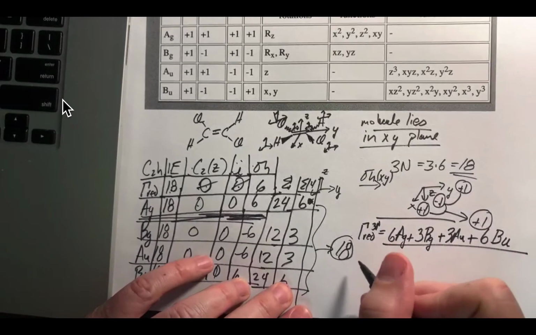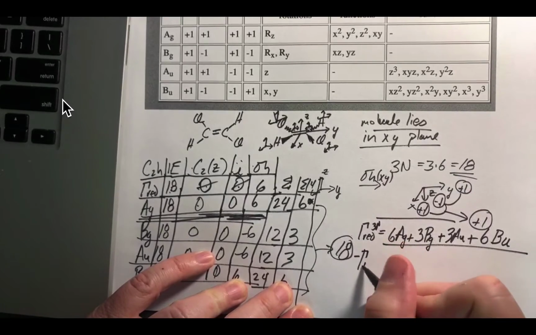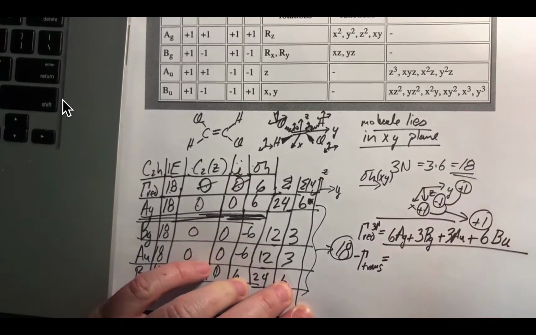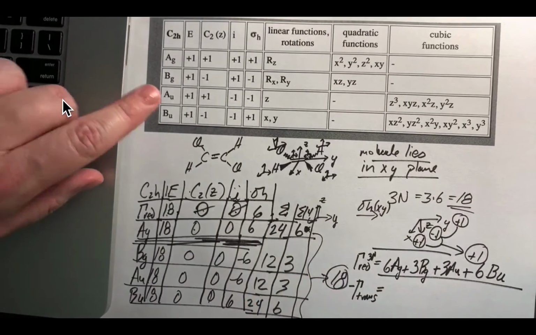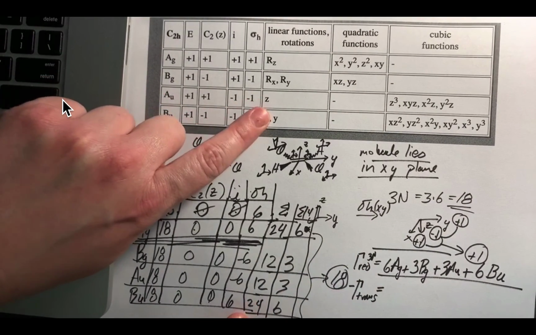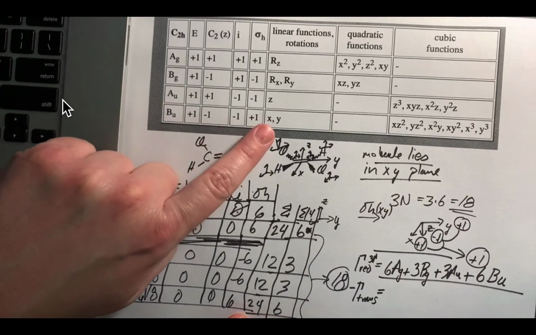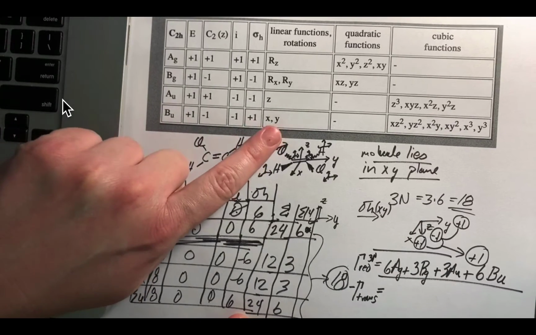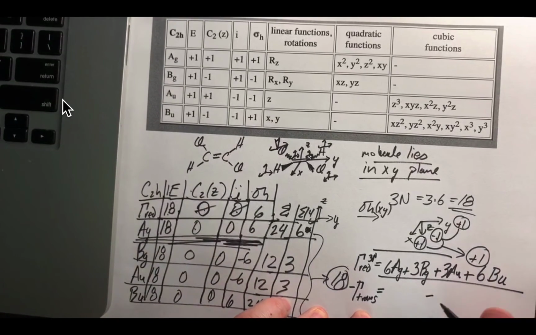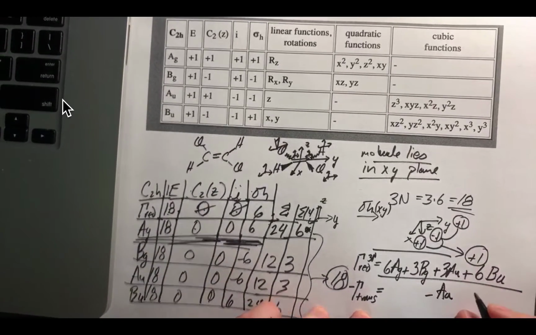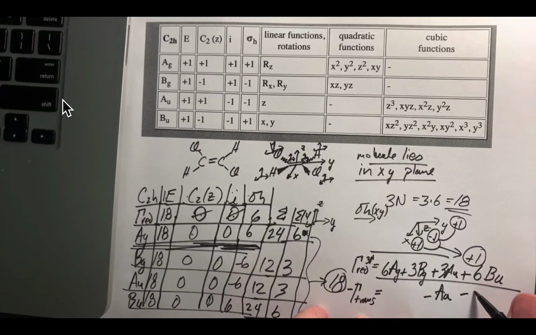So I am going to now subtract out first the translations. This is the translation of the whole molecule. And those are worked out for us. So translation along Z is AU symmetry. Translation along X is BU. Translation along Y is BU. So I am going to subtract 1 AU and 2 BU. 1 for X and 1 for Y.